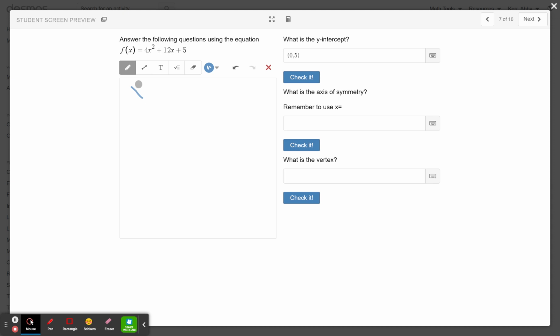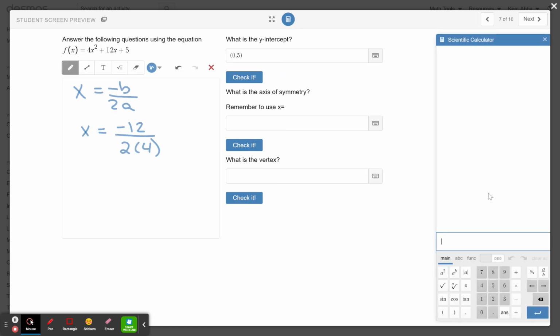Axis of symmetry, x equals the opposite of b over 2a. All you want to do is plug in the values. Your b is 12, so it's the opposite of 12 over 2 times your a value, which is 4. So negative 12 divided by 2 over 4 gets you x equals negative 1.5.